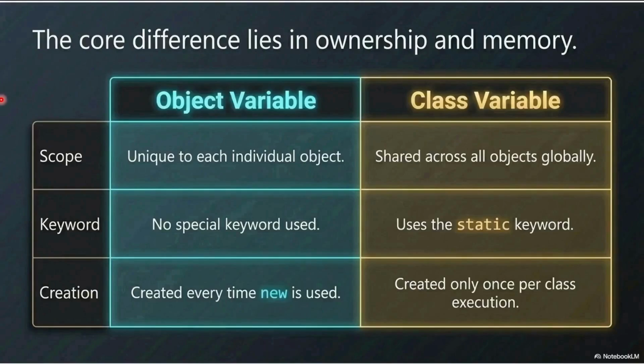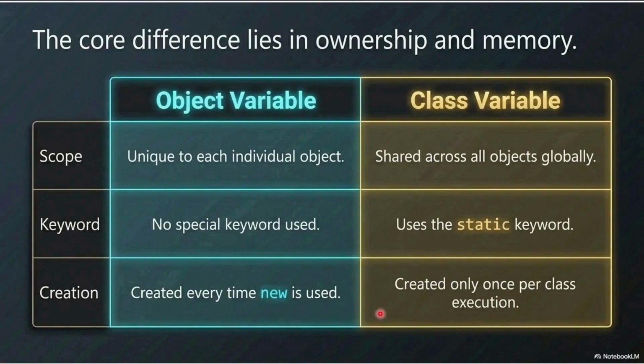So the core difference between an object variable and a class variable. Okay, so what is the difference? The scope: unique to each individual object, versus shared across all objects globally. Keyword: no special keyword required, but over here the special keyword is static. Created every time new is used, versus created only once per class execution.